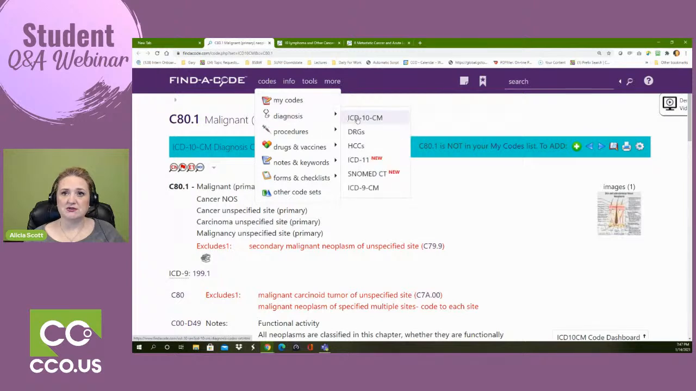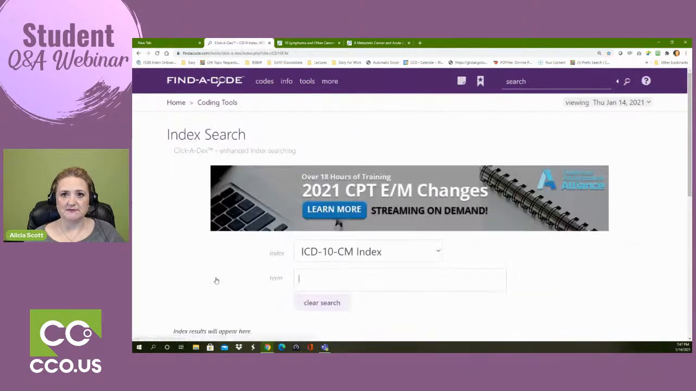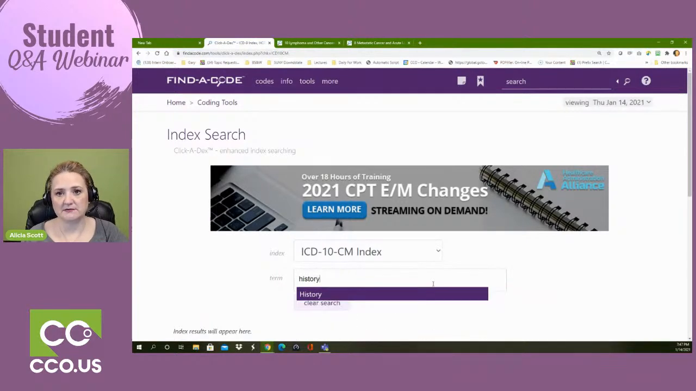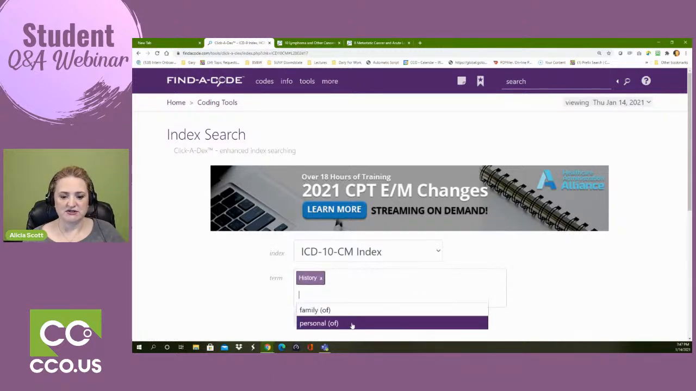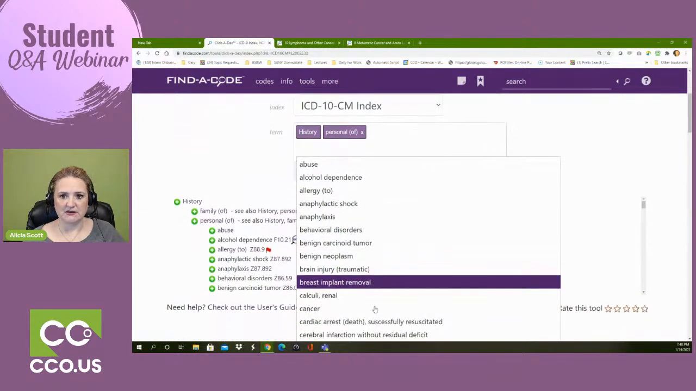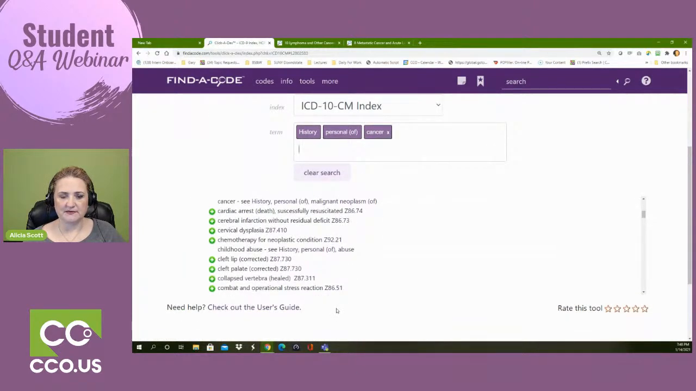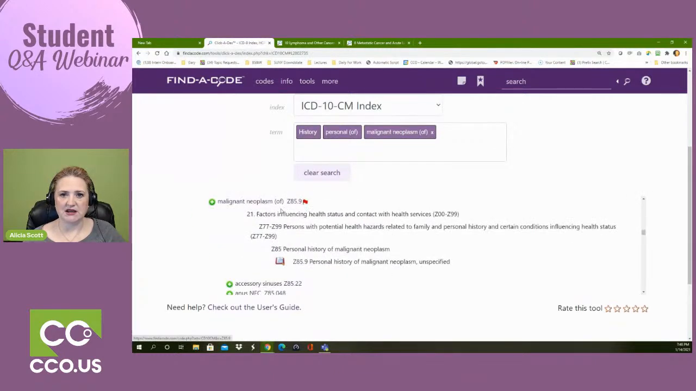So let's go to ICD-10. We're not going to go in the neoplasm table this time. We're going to go to the index and let's look up cancer. Let's just type in history. Okay, history and personal history of. So look at all the things we get here. So let's go to cancer. Personal history of cancer, C. Personal history malignant. And here we go.